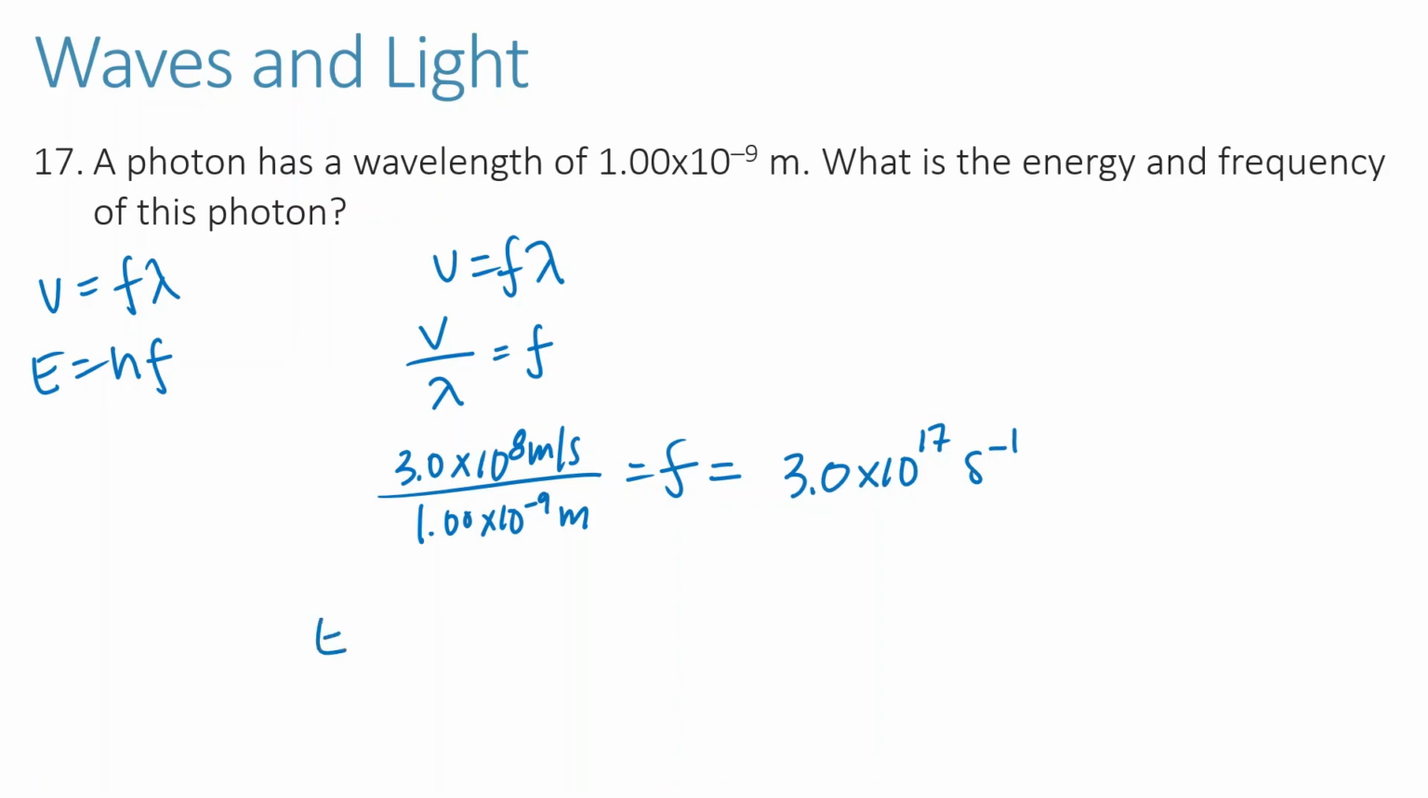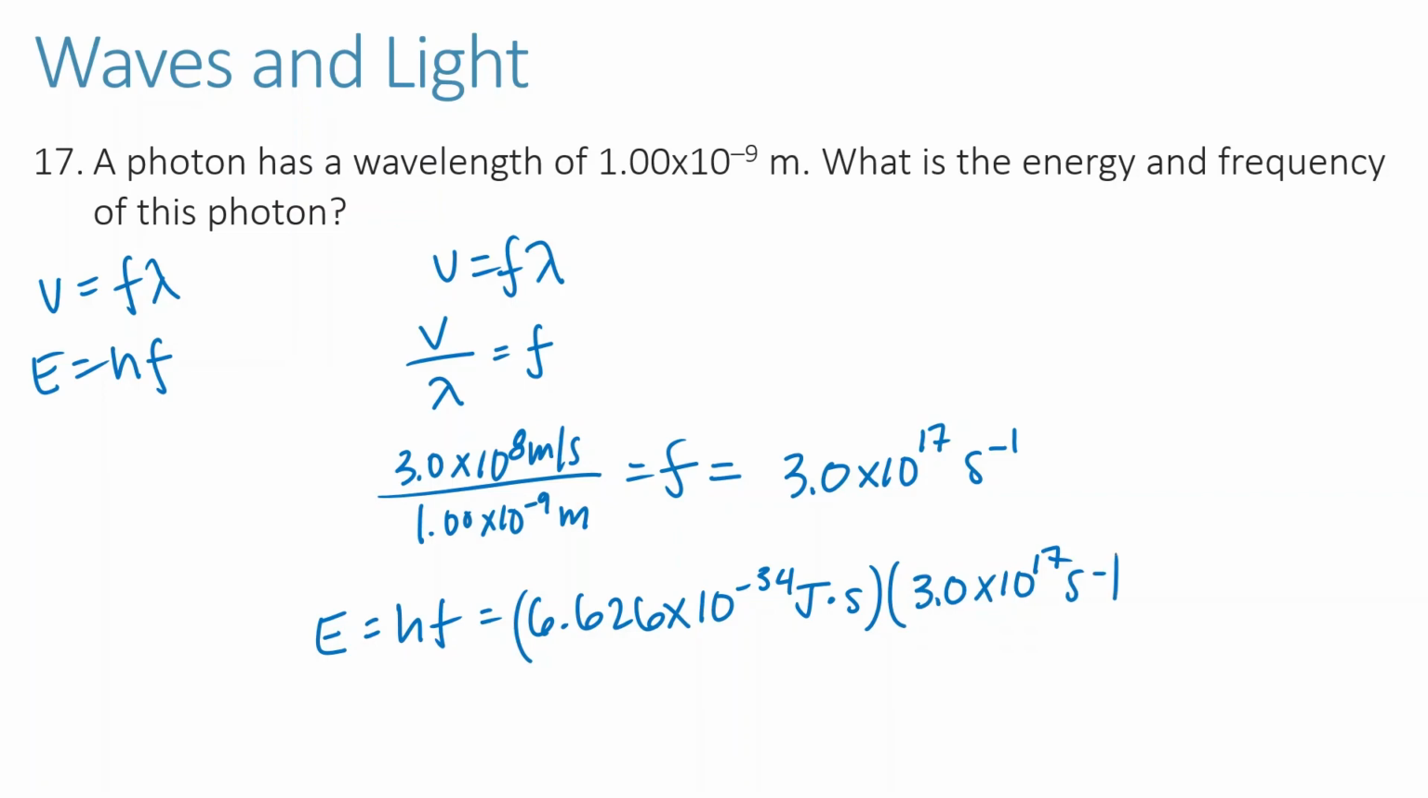So now I can plug that in to my energy equation here. So I've got Planck's constant times frequency, which we just solved for, so we're going to want to type this into our calculator here. And when we do, we get 1.98 times 10 to the negative 16 joules.